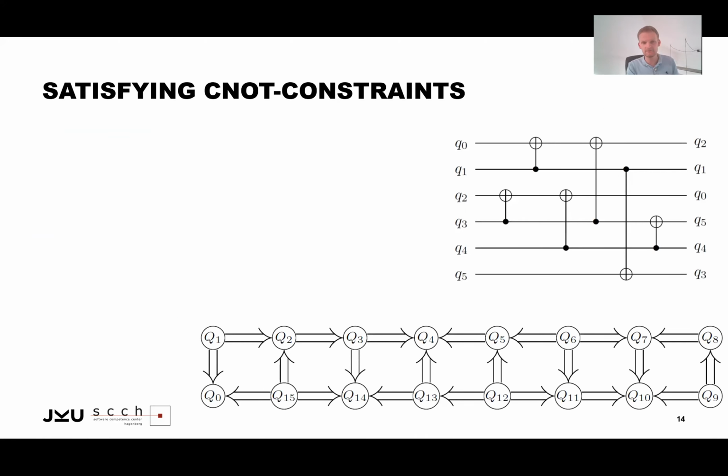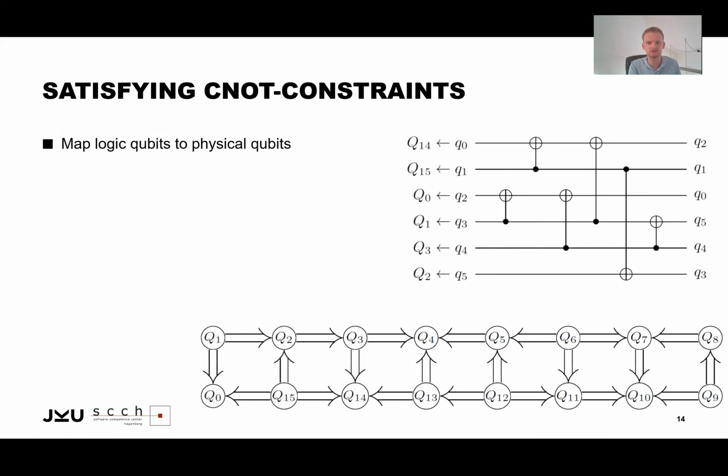So again, what is the main idea? The main idea is you want to satisfy these CNOT constraints. You want to make sure that gates only interact on qubits which are actually allowed to interact with each other. So again, maybe let me illustrate that on this example here. Let's consider this circuit composed of a series of CNOT gates. And now let's assume that all those qubits are mapped as shown here. So logical qubit 0 is mapped to physical qubit 14. Logical qubit 1 is mapped to physical qubit 15. And this graph literally describes what kind of interactions are allowed and what are not allowed.